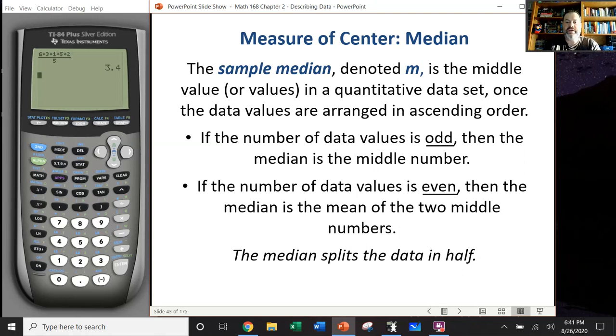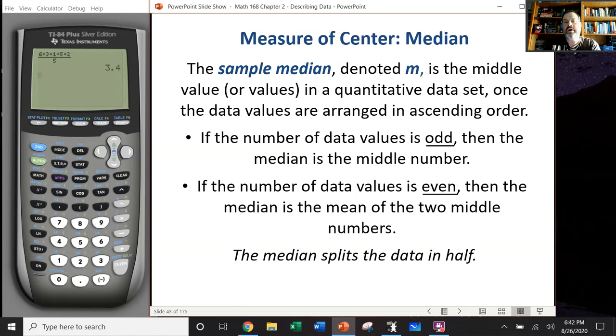If the number of data values is odd, then the median is just the middle number. That makes sense, right? Because the sample median is the middle. So median and middle have the same meaning. If the number of data values is even, the median is the mean of the two middle numbers. So I'm going to show you how to do that. That can be a little bit confusing, but you're not going to be computing this stuff by hand very much. This section is the only section that we compute this stuff by hand.